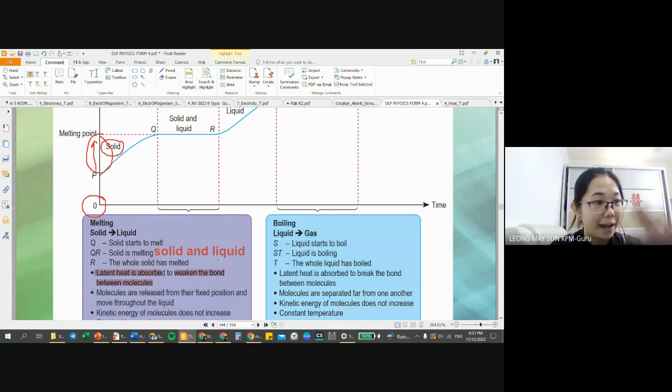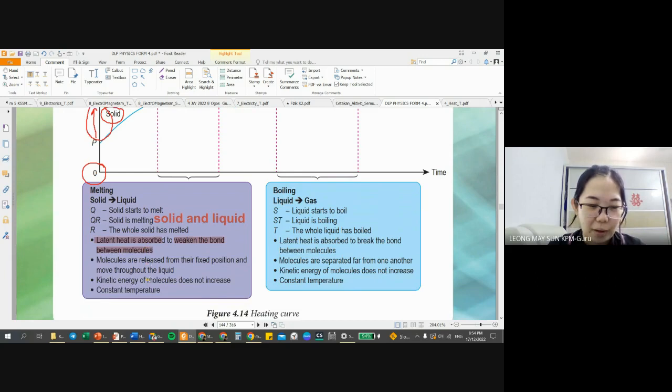Whenever I highlight something, please make sure you underline or highlight it in the textbook. So you help the juniors to highlight the textbook already. Or you underline or write wherever you can.